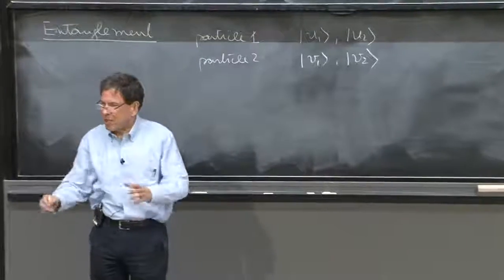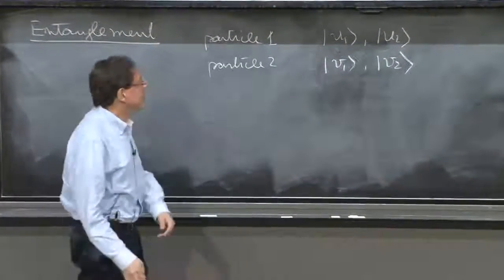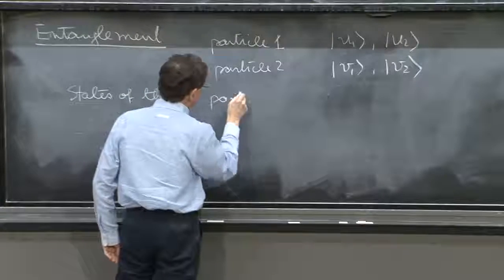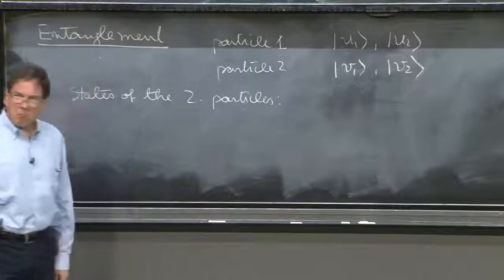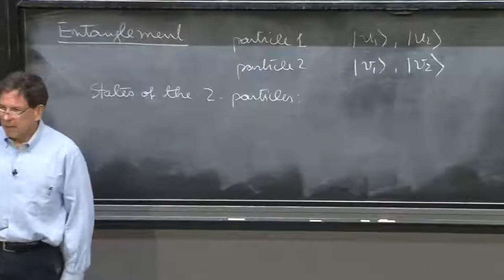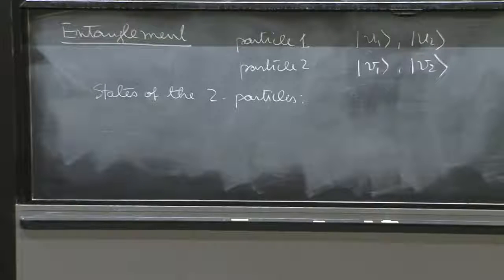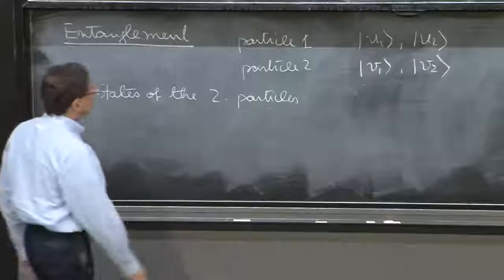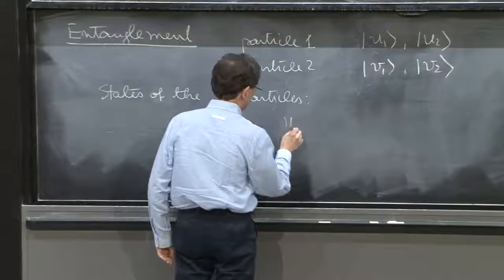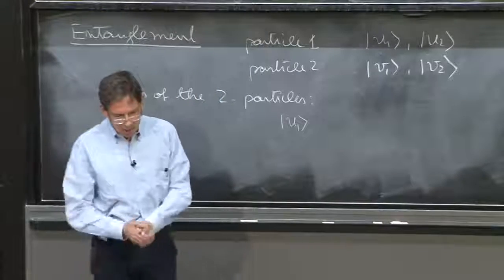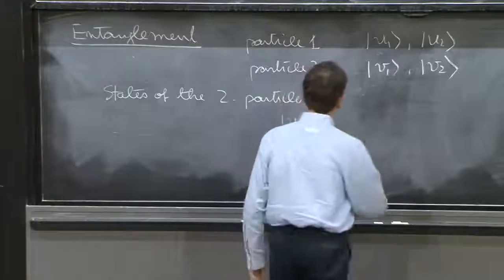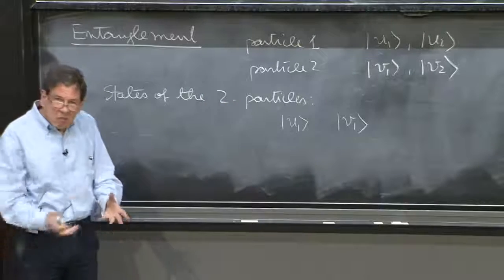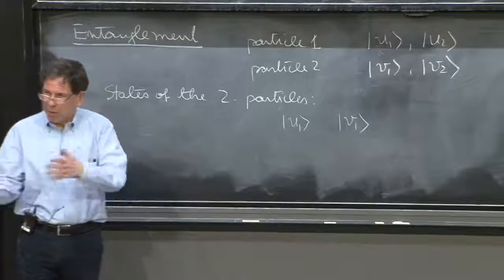Now you want to describe the full system, the quantum state of the two particles. Well, it seems reasonable that to describe a state of the two particles, they're not interacting, I should tell you what particle 1 is doing and what particle 2 is doing. Okay, so particle 1 could be doing U1, and particle 2 could be doing V1. And in a sense, by telling you that, we've said what everything is doing. Particle 1 is doing U1, particle 2 is doing V1.